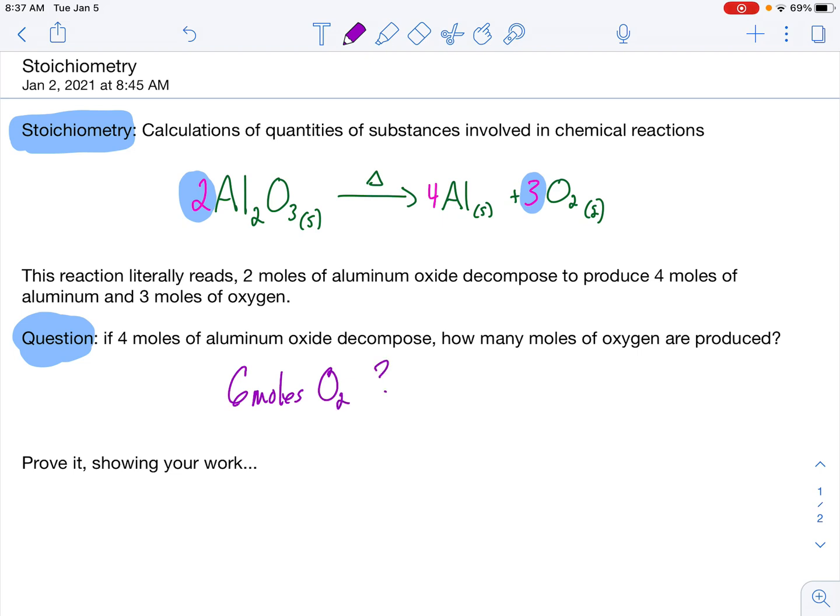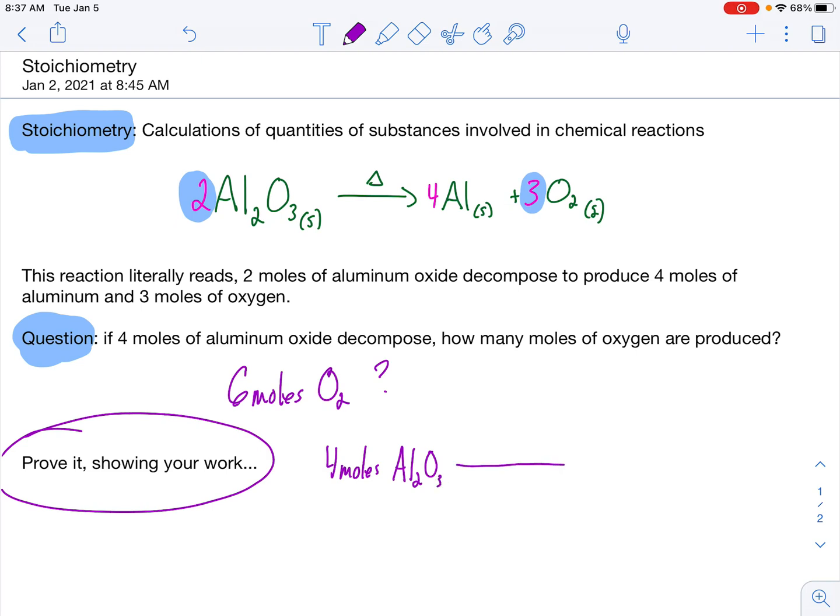That's great, but generally speaking, I love work. So we have to prove that by using stoichiometry. And it's dimensional analysis. We're going to set this up the same way we've been setting up calculations all year long. So we're going to go with 4 moles of aluminum oxide. Oh, wow, I have a hard time reading threes. Decompose. And we're curious as to how many moles of oxygen are produced.